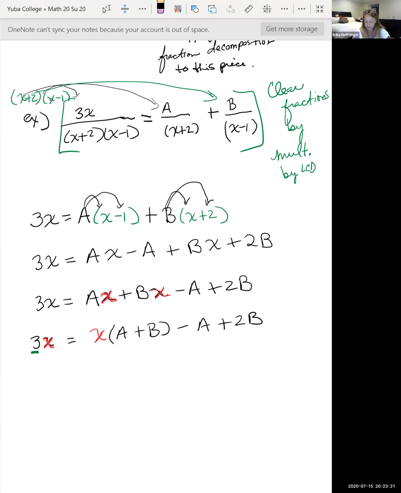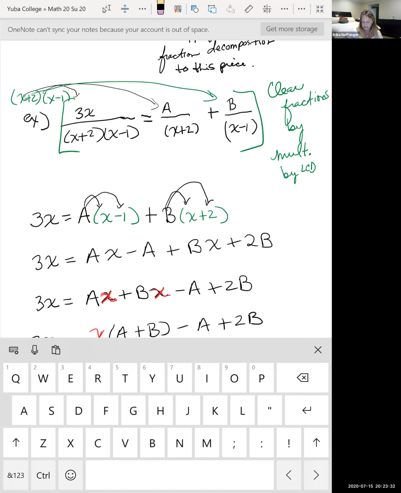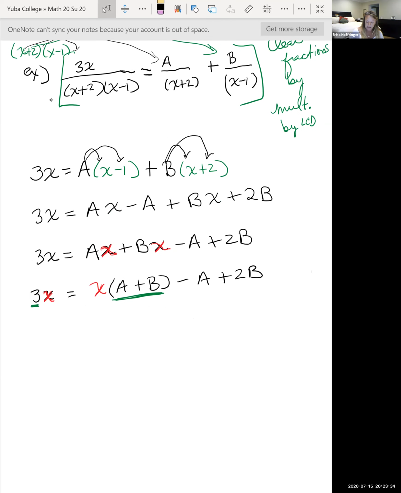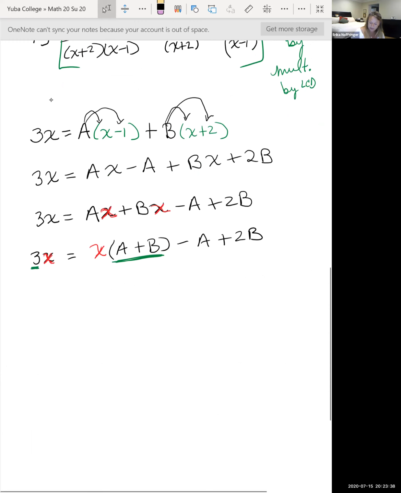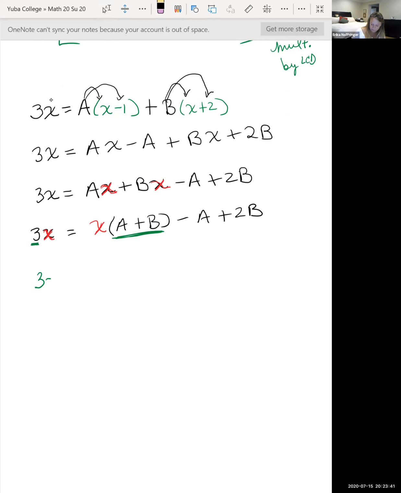So in order for this equation to be equivalent, when I sum A and B, that must be 3, because that would give us 3x over here. And so we're going to set up a system of equations. And one of our systems of equations is that 3 is equal to A plus B.